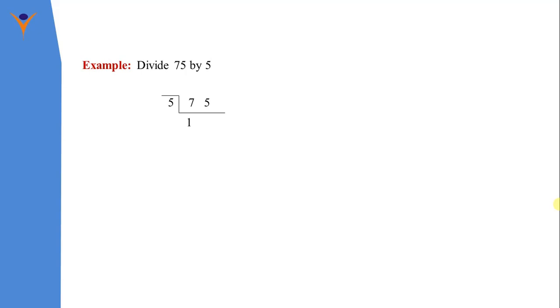But when we divided 7 by 5, we had something remaining. What was remaining was 2, because if we take 5 away from that 7, we have 2. So we'll bring the 2 there. There we have now 25. So 25 divided by 5 is 5. So the answer to this question is 15.